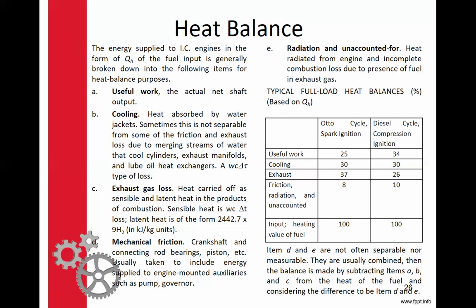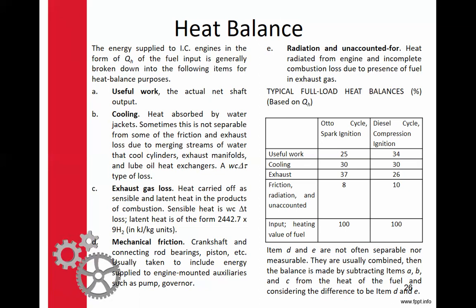Letter E, radiation and unaccounted for. Heat radiated from the engine and incomplete combustion loss due to the presence of fuel in the exhaust gas. So items D and E are not separable nor measurable, so they are usually combined. Then the balance is made by subtracting items A, B, and C from the heat of the fuel and considering the difference to be items D and E.